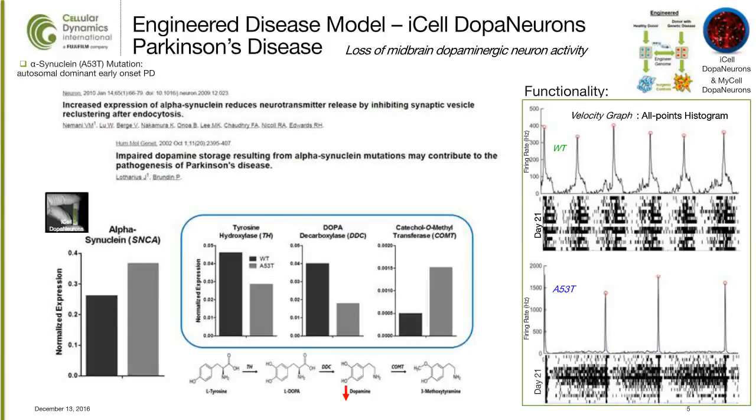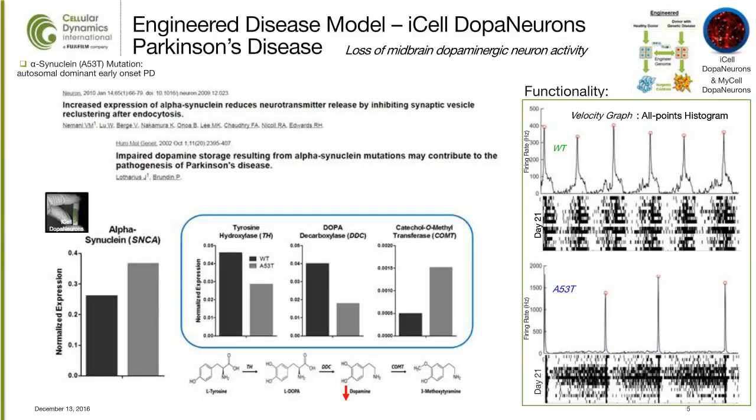The engineered Parkinsonian line that we have is an alpha-synuclein A53T mutation, which is an autosomal dominant early onset Parkinson's mutation. This has been investigated with many publications. This is one of the most well-known Parkinsonian mutations. The neurons that we have made this point mutation in display multiple attributes which would be in line with the idea that this is altering dopaminergic activity.